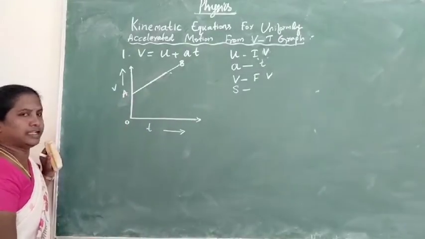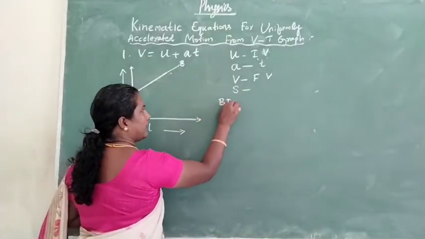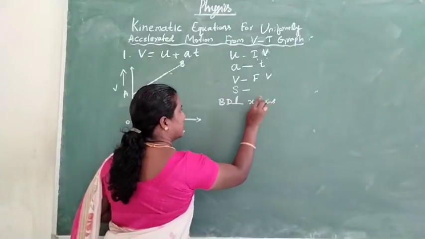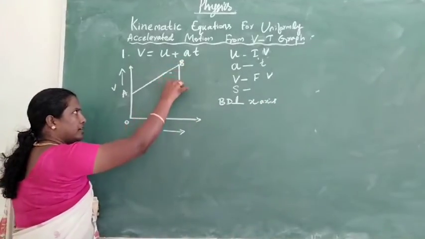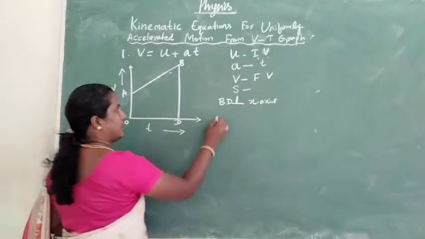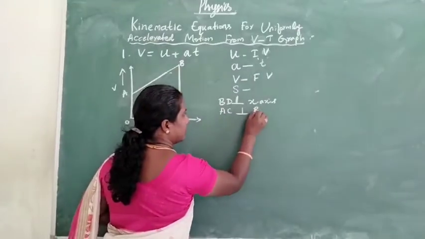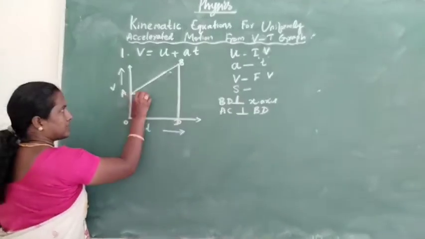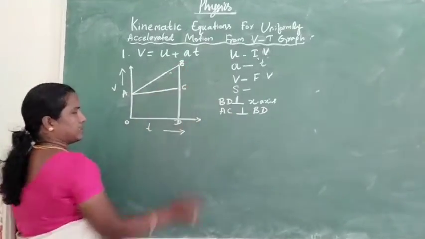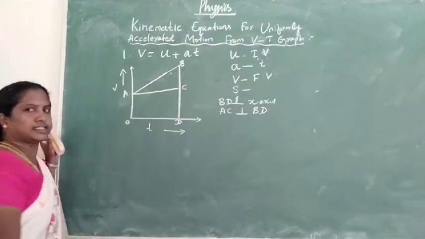To this, let us do some construction. Draw BD perpendicular to the x-axis. Another construction: let us draw AC perpendicular to BD. So let us mark AC. Now this line AB represents the velocity time graph.